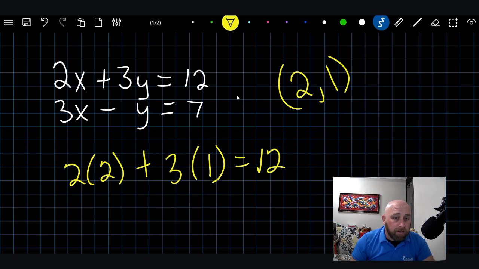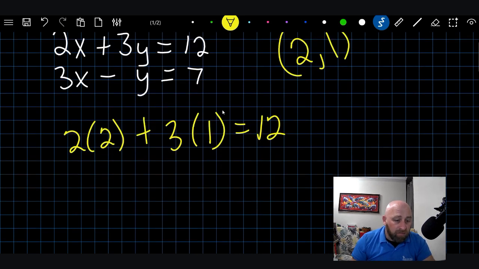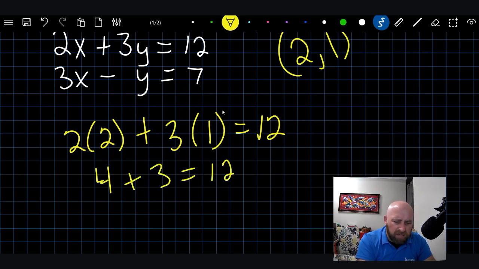Now here's what we want to do. We want to solve this and see if this is true or not true. So let's go ahead and see what happens. 2 times 2 is 4, plus 3 times 1 is 3, equals 12. 4 plus 3 is 7. 7 does not equal 12.